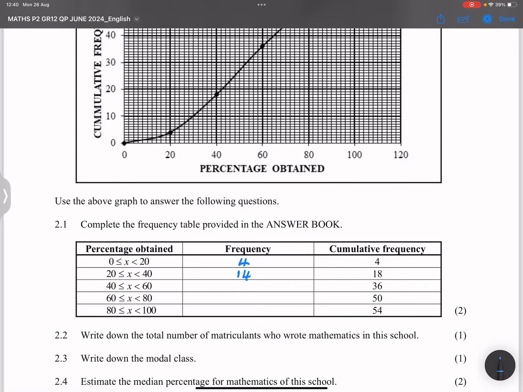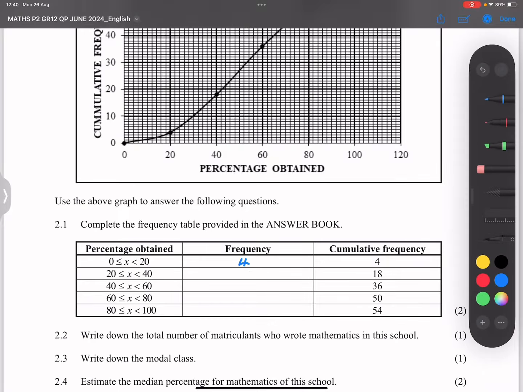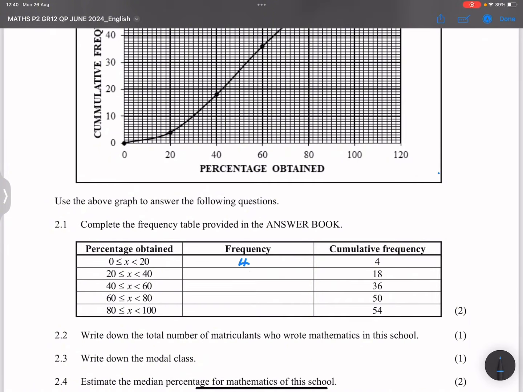Again, to get the next value, 18 plus whatever value there will give me 36. So what can I add to 18 to give me 36? That should be another 18. So we said the value is 14 there, and 18 plus another 18 will give me 36. Again, 36 plus what value should give me 50? That should be another 14.